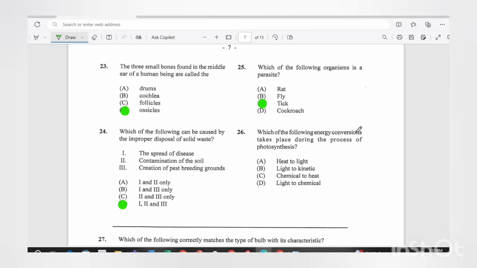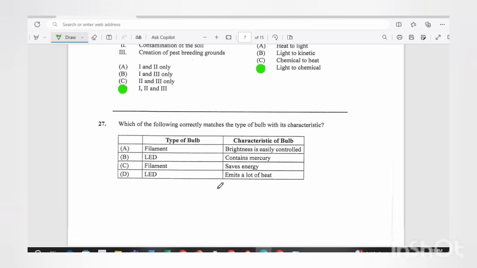Which of the following energy conversions takes place during the process of photosynthesis? Is it A, heat to light, B, light to kinetic, C, chemical to heat, or D, light to chemical? The answer there is D, light to chemical.